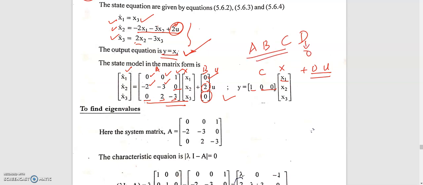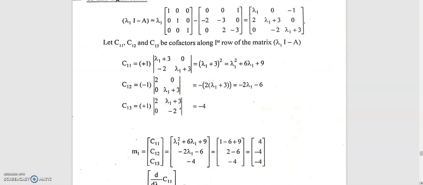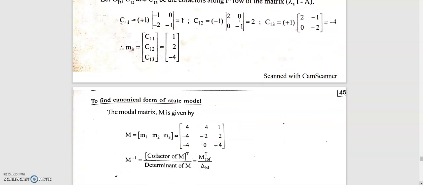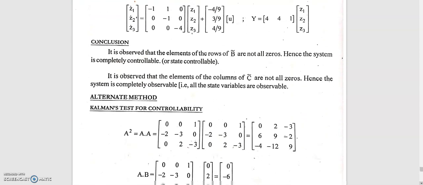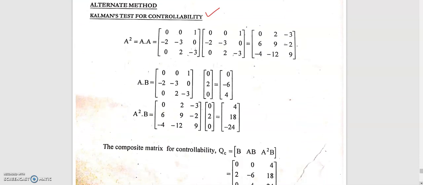So you have all the terms now. Now, to check the controllability and observability, we are going to use the Kalman test. According to the Kalman test, first we check the controllability. I am not discussing the Gilbert test now, going directly to the Kalman test.